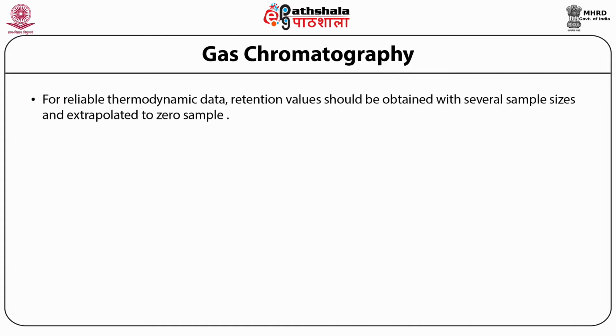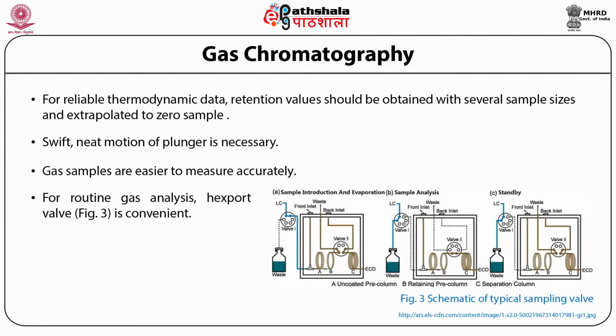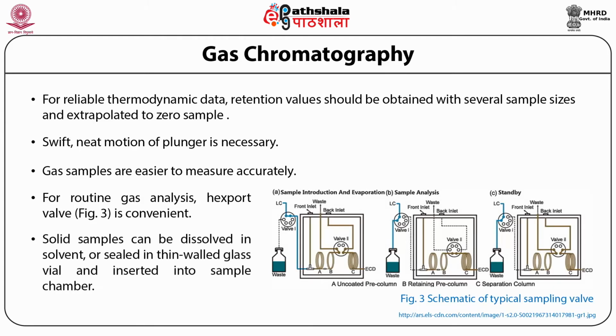Liquid samples are injected from a microsyringe of appropriate capacity through a rubber septum. A swift, neat motion of the plunger is necessary. Gas samples are easier to measure accurately because of their larger volume. For routine analysis, a two-position hex port valve, shown in the following figure, is convenient and accurate. Solid samples can be dissolved in a solvent or sealed in a thin-walled glass vial, which is then inserted into the sample chamber and finally crushed from the outside.